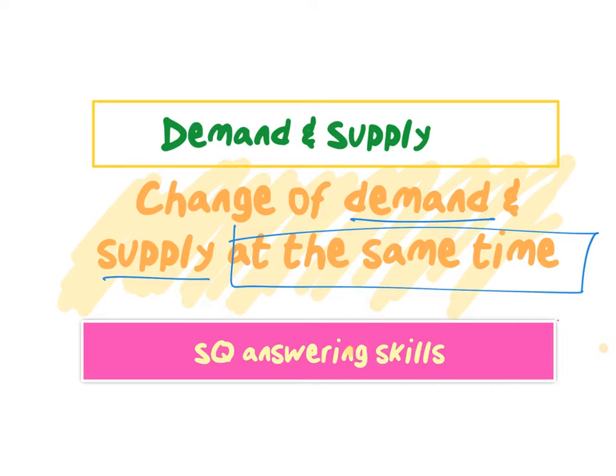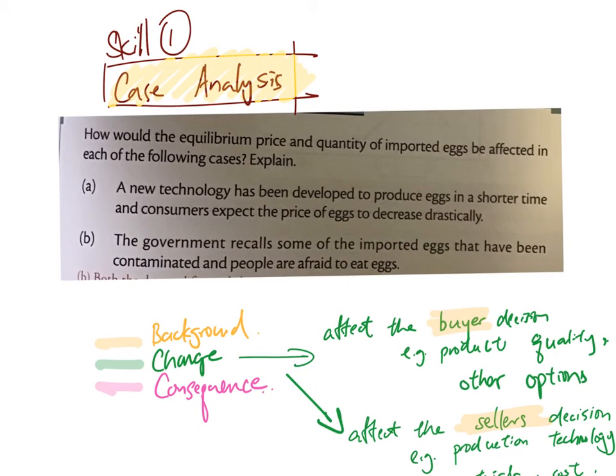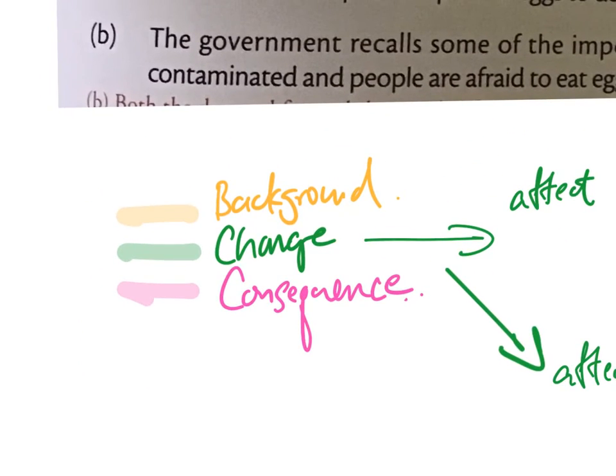Okay, in this part we are going to talk about the soft question answering skills. Before we learn how to elaborate or make the explanation, we have to understand how to read the questions. Here, I just copied this from the textbook, so we just try to make use of this. Before we really read the questions, I have to remind you of some basic skills of demand and supply questions.